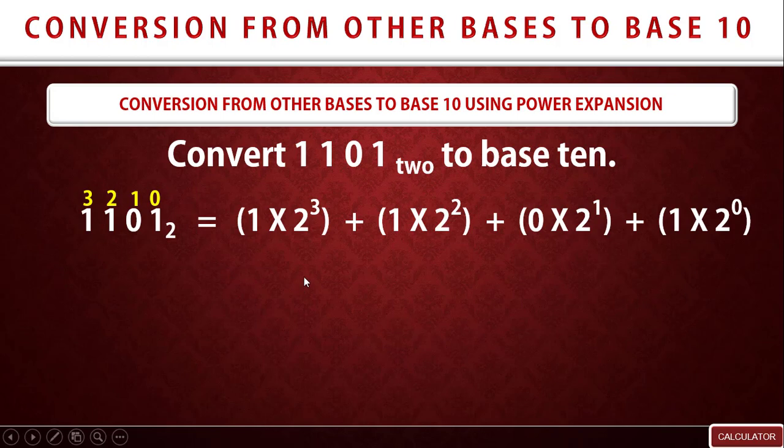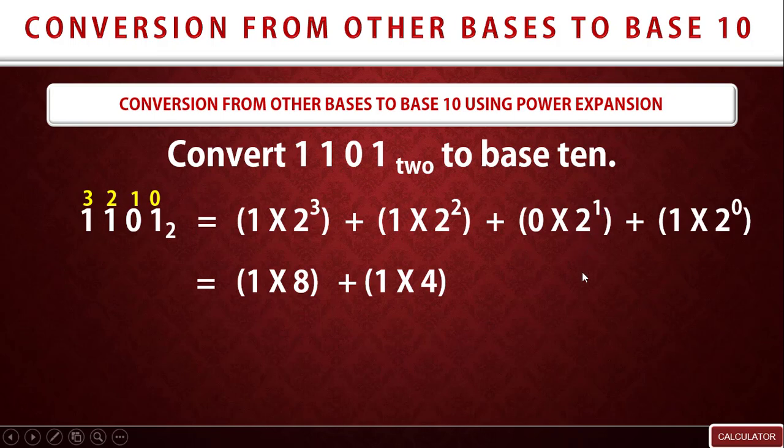The next thing to do now is to try to get these values. 2 raised to the power 3, and that means 2 times 2 times 2. 2 times 2 gives 4. 4 times 2, that is 8. So we have 1 times 8 there. Then 2 raised to the power 2, that's 2 times 2, that's 4. So we have 1 times 4 there plus 1 times 4. And the next one, 2 raised to the power 1. Anything raised to the power 1 is that same thing.